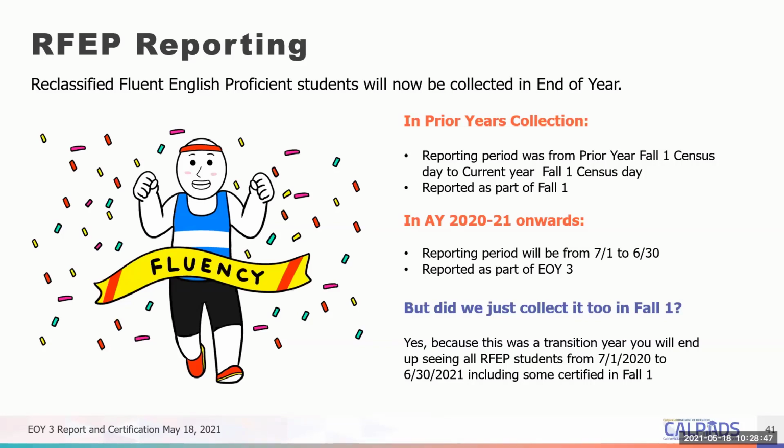And so going forward, your RFEP counts will be part of end of year 3. They're going to come from your CELA file. And of course, RFEP are reclassified fluent English proficient students. These are those English learners that have progressed to proficiency within the academic year.